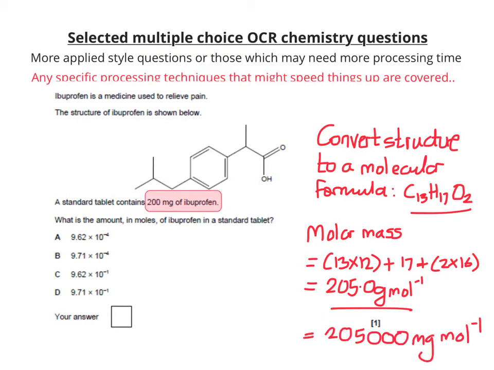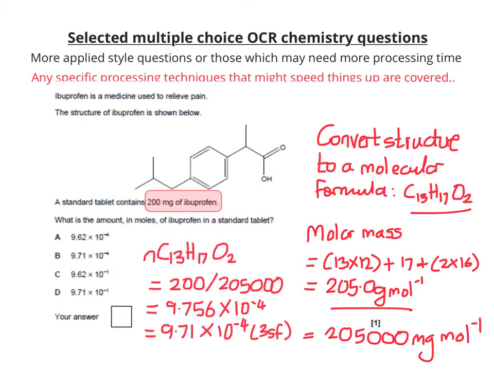Now, because we know a standard tablet contains 200 milligrams of ibuprofen, 1 milligram is obviously 1,000th of a gram. So there must be 205,000 milligrams per mole. So because the question mentions its piece of data in 3 sig figs, the answers are given in 3 sig figs, so that gives us 9.71 times 10 to the minus 4, which makes B the correct answer.